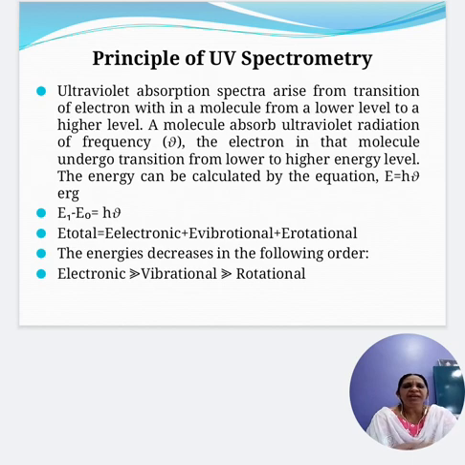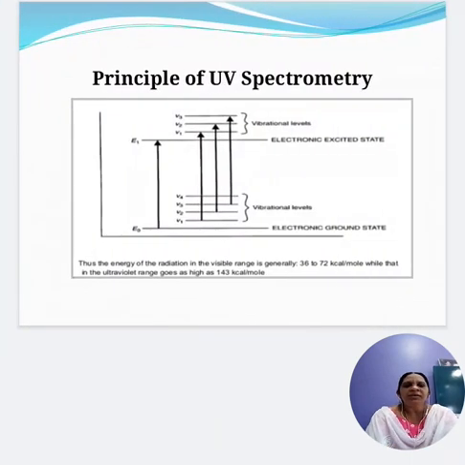If you represent the transition in the form of a graph, you can observe in this figure the principle of ultraviolet spectrometry. In ultraviolet spectrometry, what is happening? When an ultraviolet radiation falls on a substance or a sample under test, what happens? This sample contains molecules.